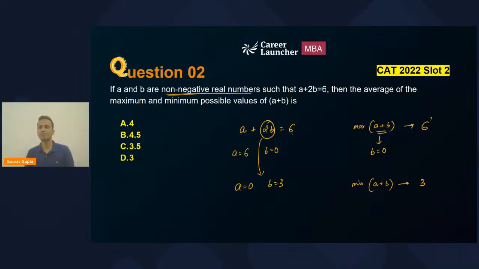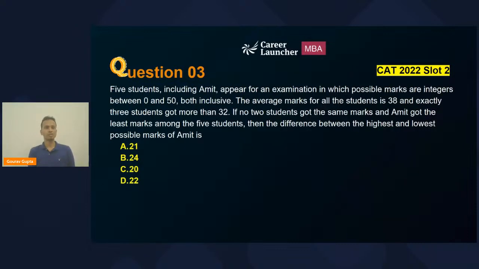So maximum value is 6, minimum value is 3. What will be the average of these numbers? 6 plus 3 divided by 2, that is 9 divided by 2, which is 4.5. So 4.5 will be the correct answer of this question. All right, fine. Now be careful with such things. Let's move on and look at the next question, question number 3.